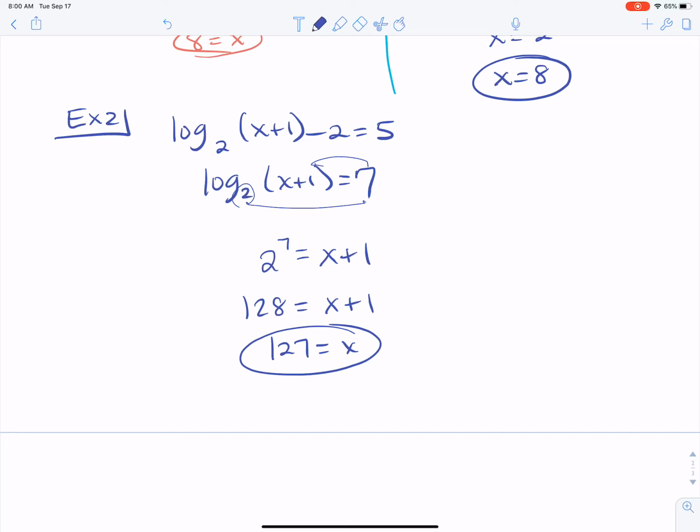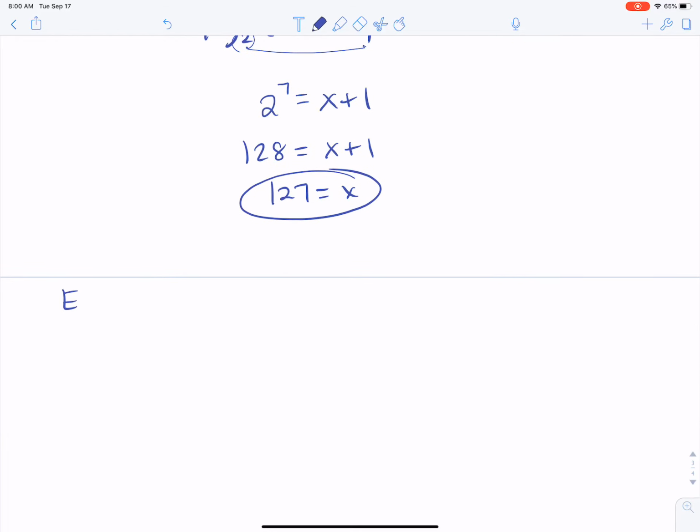All right, the last type that we're going to go over, and then we've got, again, more to talk about in class, of course. We are going to look at log of x plus log of x minus 1 equals log of 4x. So this one looks way more complicated, obviously.